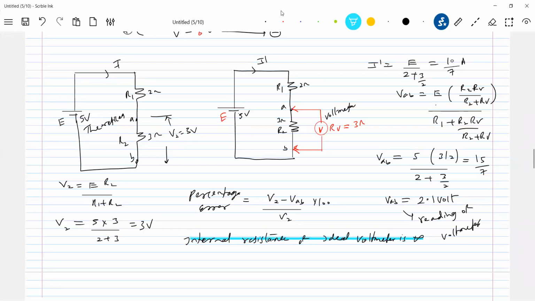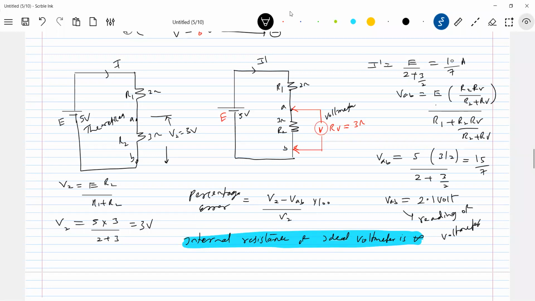Okay, fine. But practically we don't get that ideal. So practically, what should I do to minimize error? What is the best practice? The internal resistance of the voltmeter should be 10 times the resistance of the points across which you are connecting. I'm connecting across points AB. What is the resistance across these two points? 3 ohm. So what should the resistance of the voltmeter be? If it were 30 ohm, it's fine. Practically the error is acceptable.